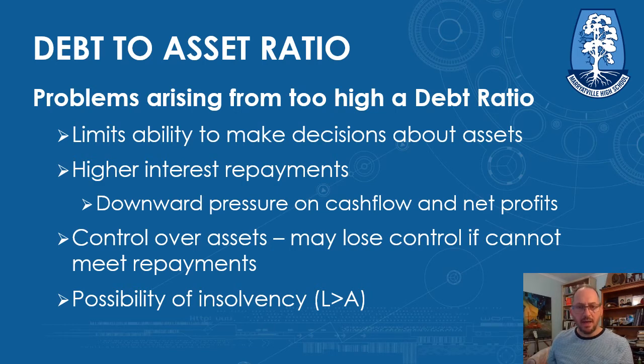Your control over assets. You lose control over the assets. Before we said that it limits your ability to make decisions, so you're starting to lose control. If you do not make your interest repayments, if you do not pay your creditors, they come knocking and they can repossess your assets. If you've got a machine, they can repossess it. If you've got a fancy car, they can repossess it. Then they make a TV show about it.